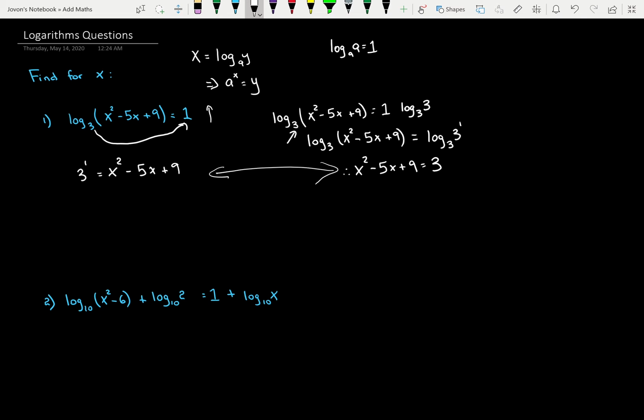All we have to do now is just solve the quadratic. So bring across the 3, and we get x squared minus 5x plus 6 is equal to 0. If we factorize that, we'll get (x minus 3)(x minus 2). After a while, you basically know how to factorize and you could see it on your own without having to go through the long steps.